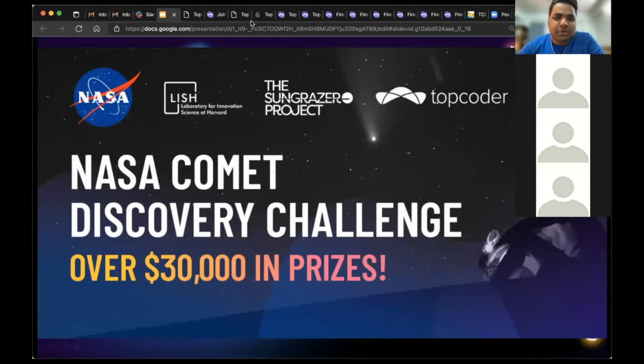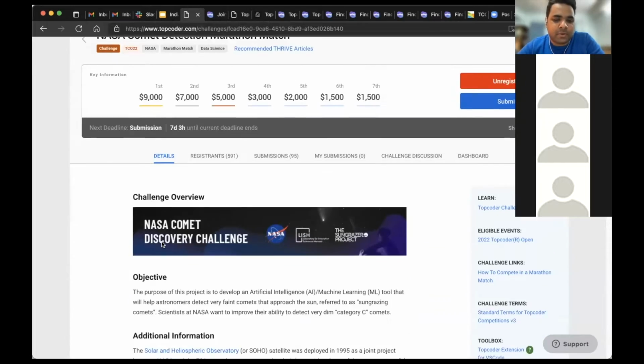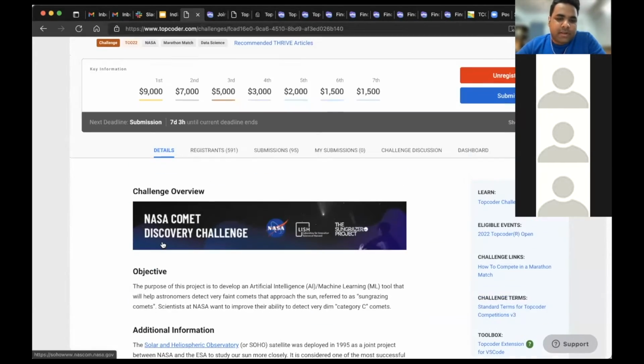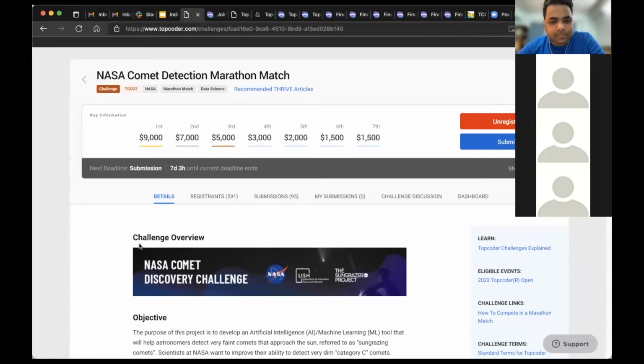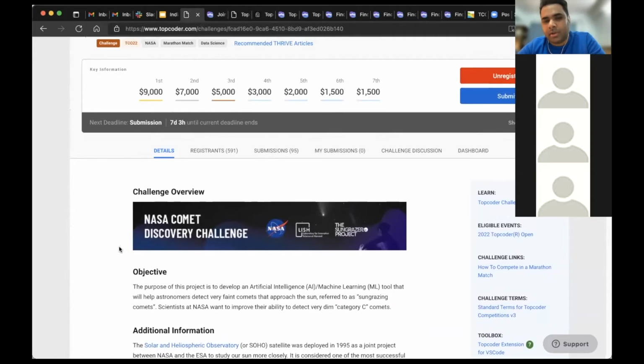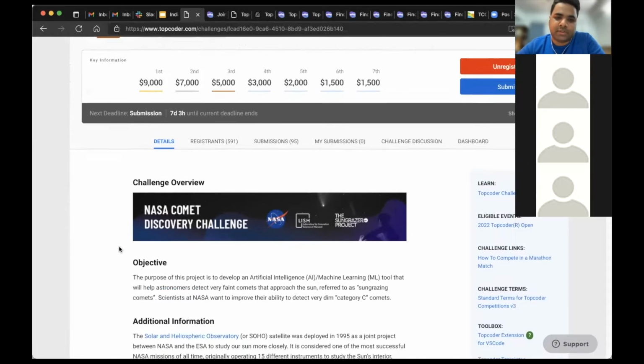Okay, so moving on to our primary data science machine learning challenge that is going on right now. Yeah, so this is the NASA comet detection challenge. The task over here is that you need to employ your machine learning data science skills, and you need to build a model that can detect asteroids.